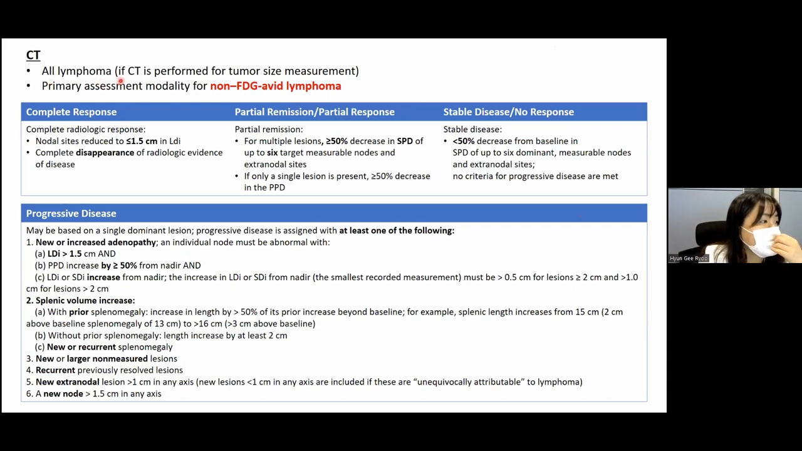For the lymphoma, especially for the non-FDG avid lymphoma, we can assess the treatment response based on the CT finding, and we can divide the treatment response into complete response and partial response and stable disease or progressive disease. So based on the change of the longest transverse diameter of a lesion, they can be divided into CR or PR or SD or PD.